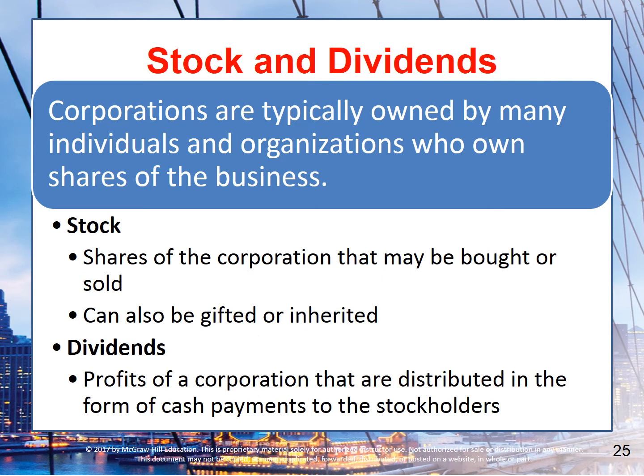So let's talk a minute about stocks and dividends. Corporations are owned by individuals or other business organizations who have purchased shares of the business. Two ways you can have shares of a business. You can have stocks, and stocks are shares of that corporation that can be bought or sold or gifted or inherited. You can also get dividends from a corporation, and what that is, there are profits that are distributed in the form of cash payments to stockholders.